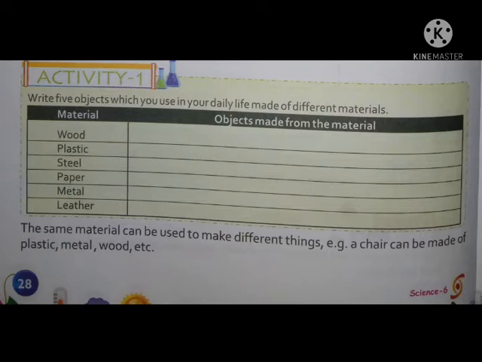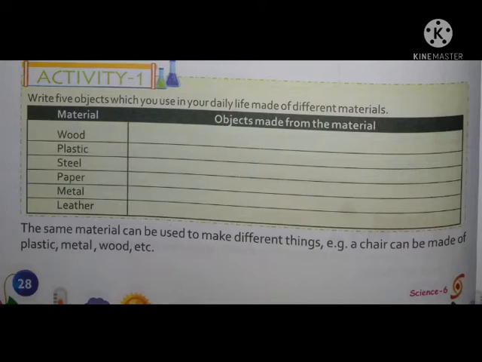Means here material number 1, wood, is given. Wood is the material and you have to write here what objects are made of wood. Okay, which are used by yourself in your daily life. Understand? So do this. This is your homework.